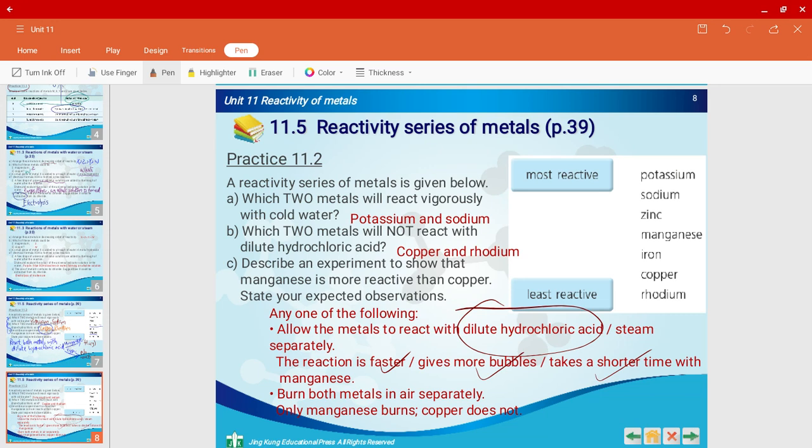Burn both metals in air separately. Only manganese will burn in air while copper does not. Now, this means manganese is more reactive. Of course, copper is able to react with oxygen in air, it just does not burn in air. Okay, there's a difference in words. However, I prefer the first group because it's more clear. One of them is able to react with acid while the other metal is not able to react.